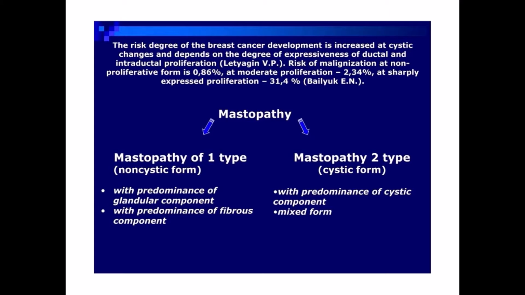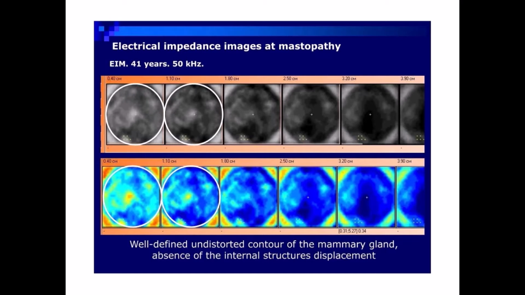Baileyuk N. Mastopathy. Mastopathy of type one, non-cystic form, with predominance of the glandular component or the fibrous component. Mastopathy of type two, cystic form, with predominance of the cystic component. Mixed form.